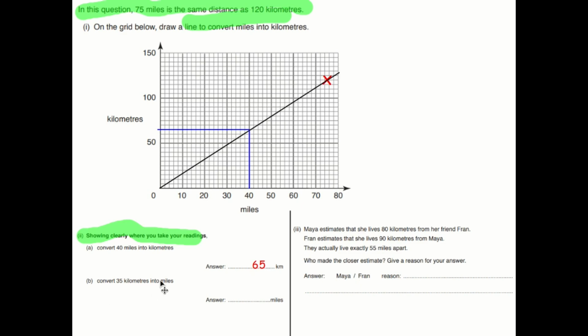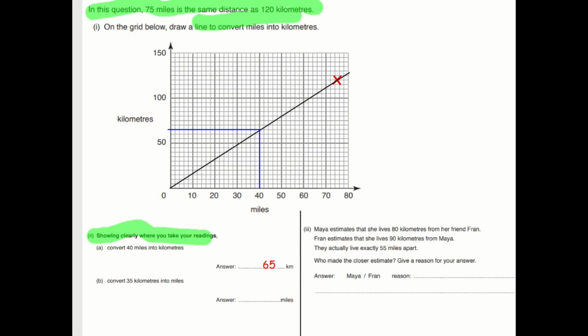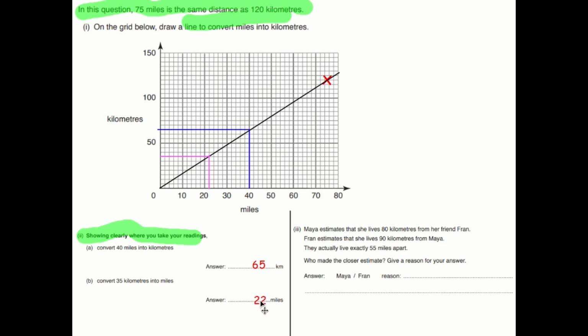Convert 35 kilometres into miles. I am going to go this way round this time, so 35 kilometres, so 10, 20, 35, that's 35, go to your line, and then read off. Read down, that's going up in 2s, that's 22. 22 miles.